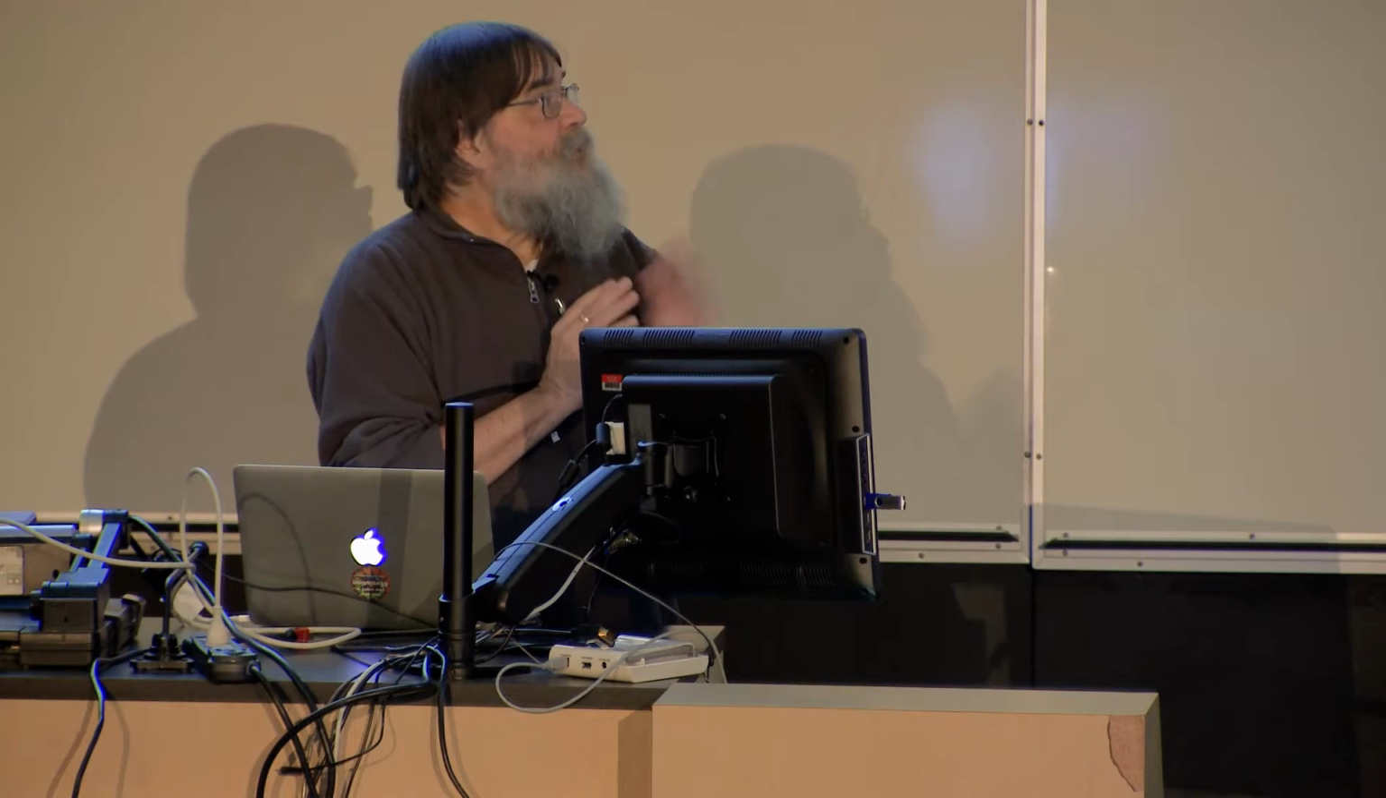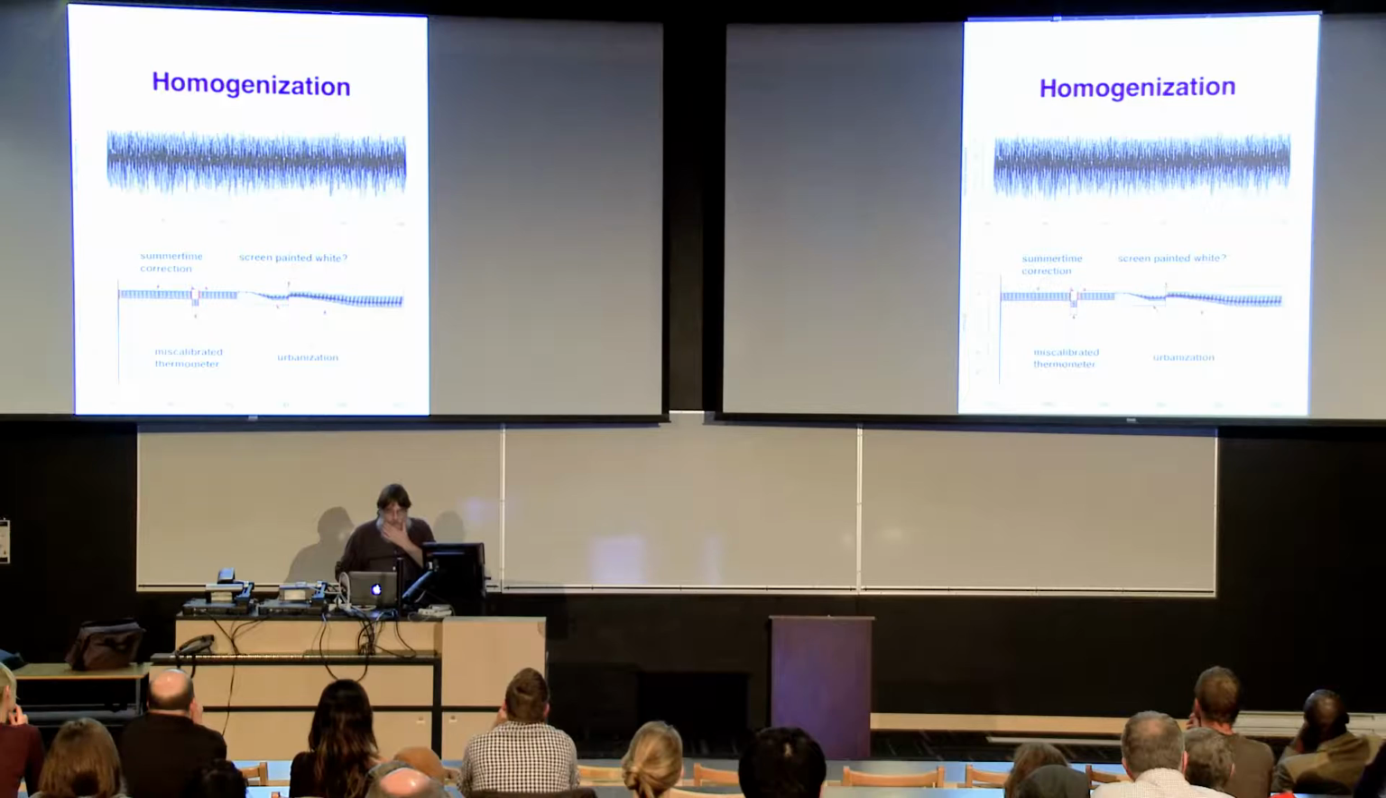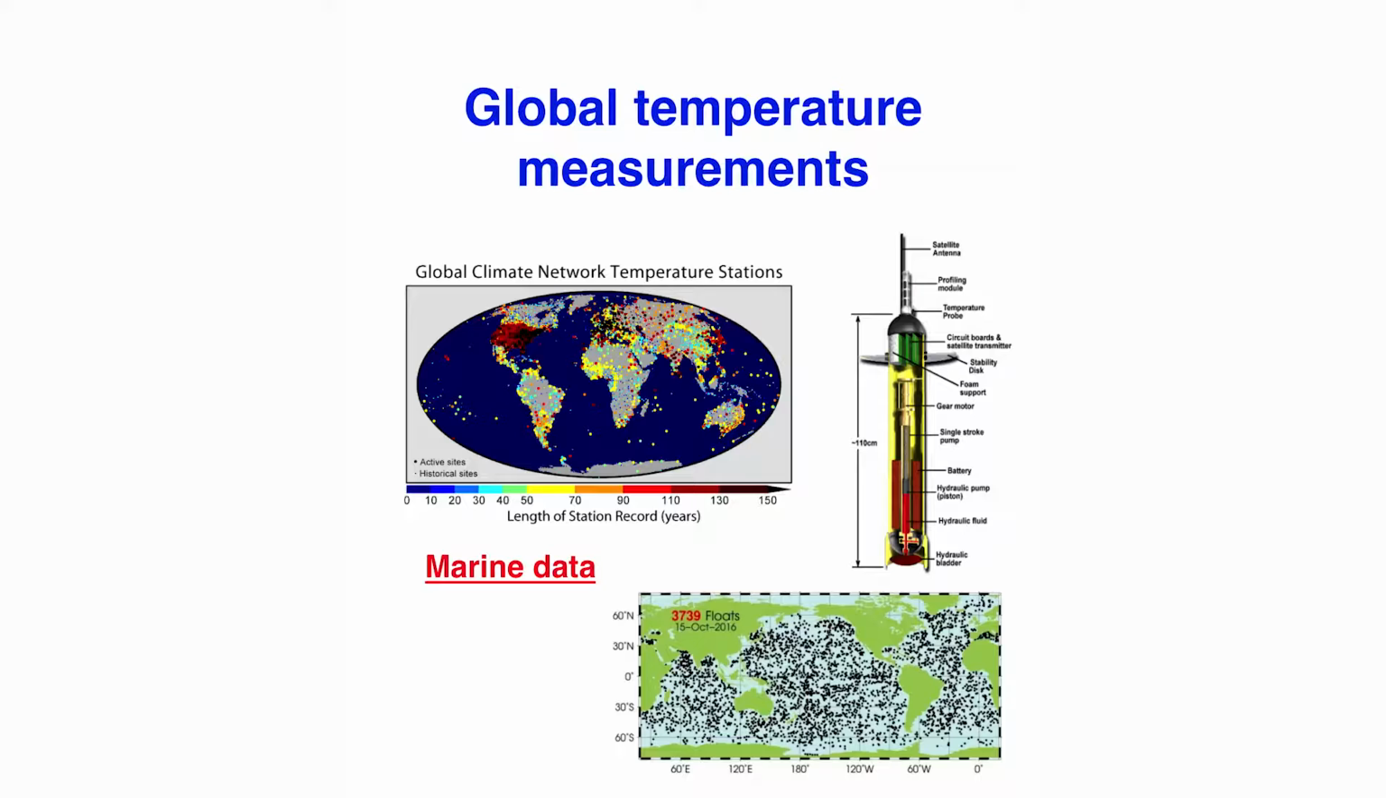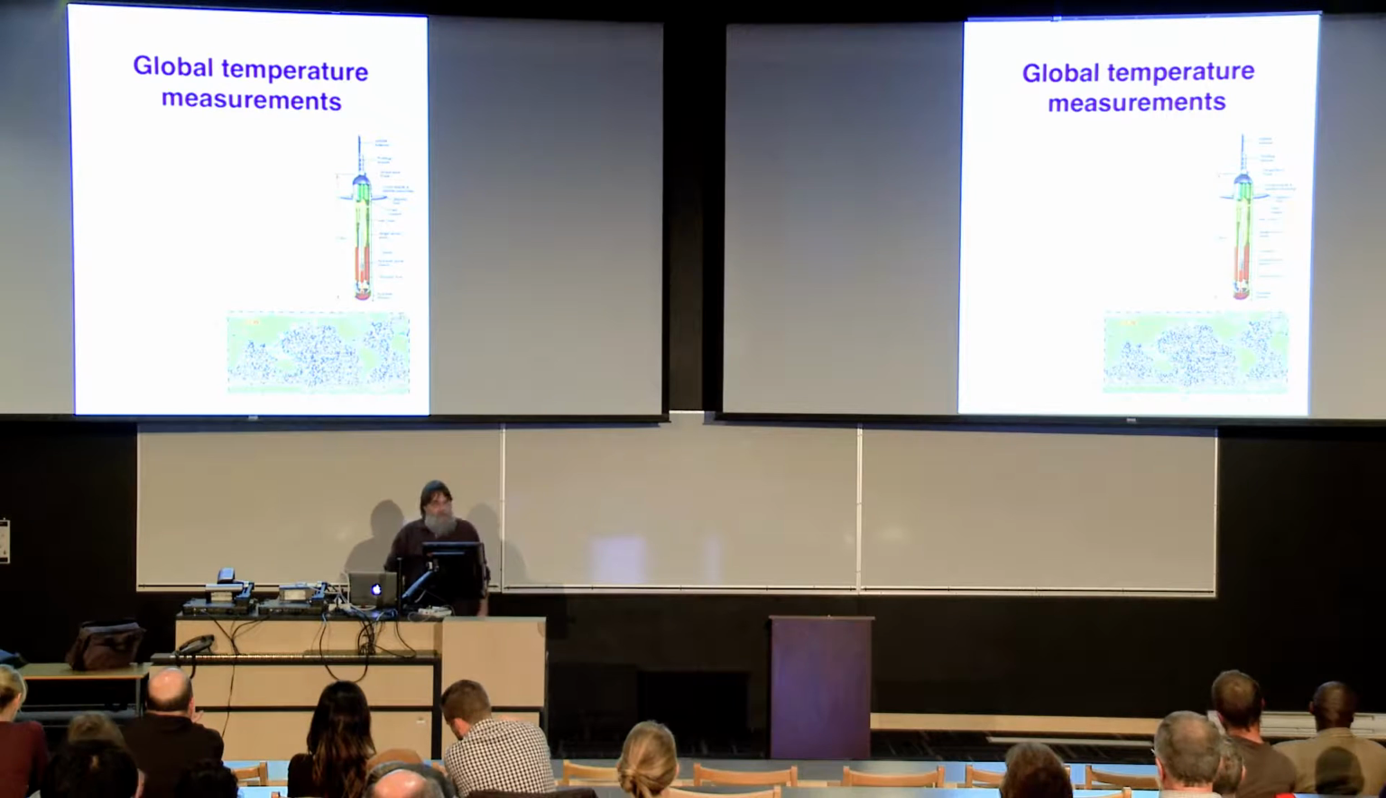My point is that each of the temperature series has these kinds of problems. And this is one of the really good ones. So let's look at where we have global temperature measurements. Here are the current locations of the 3,739 floats last week. And so that gives us some idea of the temperature structure of the ocean.